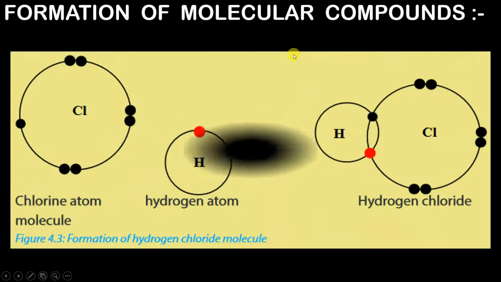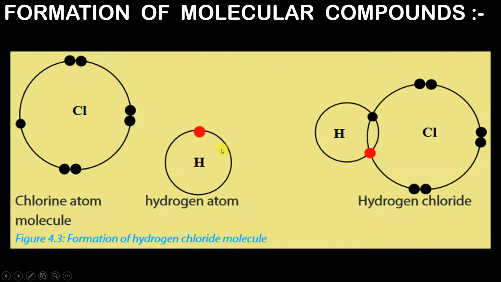For that, I have a hydrogen atom and a chlorine atom. As we all know, in the last energy level of chlorine there are 7 electrons present, whereas hydrogen has only 1 electron. Now, chlorine requires 1 more electron to complete its octet, whereas hydrogen requires 1 more electron to attain stability. So both of them require one more electron each.